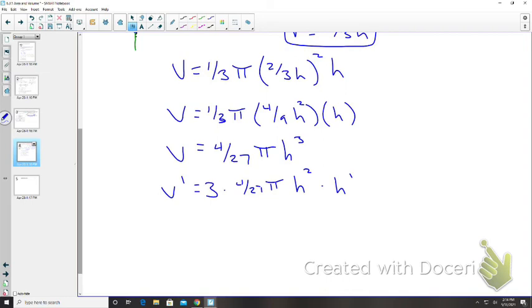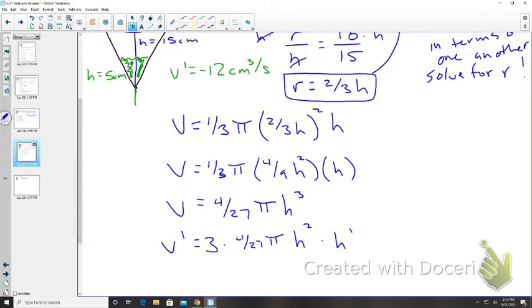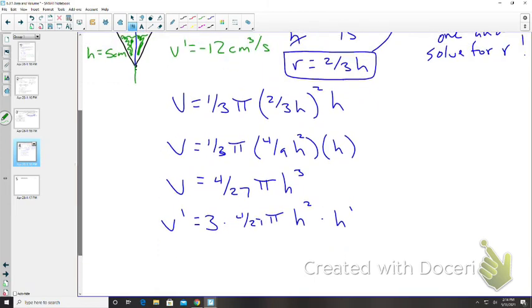And from there, what else can I do to make this easier for us? We know something, and I picked up the green marker. We know our V prime, right? We know our V prime is negative 12 centimeters cubed per second.